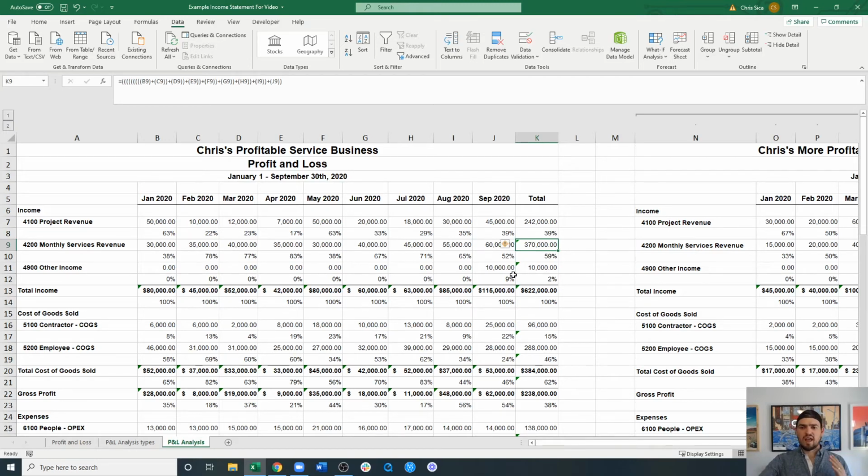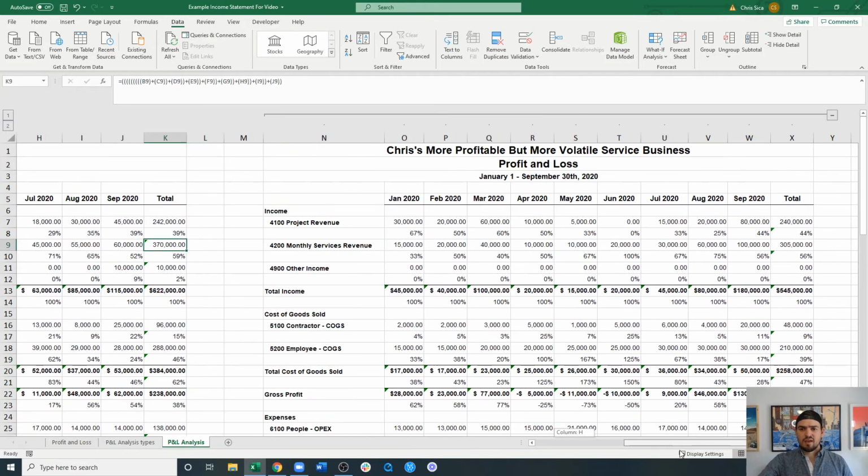It's easier to forecast. So I'm liking that mix. I come over here and I see that this business has done less in income, but it has more of its work also. So these are 2 bad things. It's done less in income and more of its work is in project revenue. So it's a more volatile business, right?